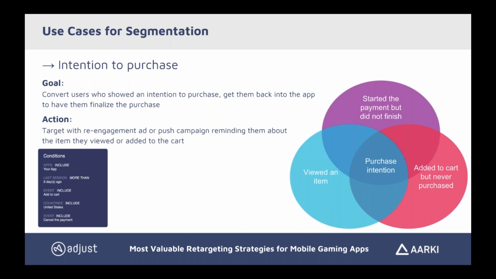In addition, if you have users that have an intent to purchase but just haven't pulled the trigger, you can also set some of the conditions just as so. If your goal is to convert users that show that they have this intent and you want to get them back to really finalize the purchase, you could target via re-engagement ads or push campaigns to remind these users that they do have items in the cart and all they have to do is finish the process.